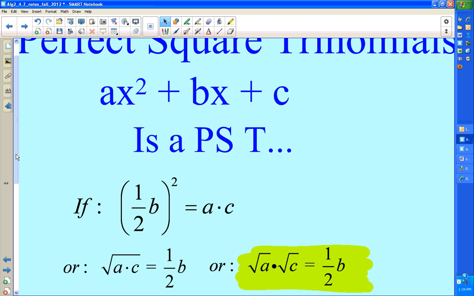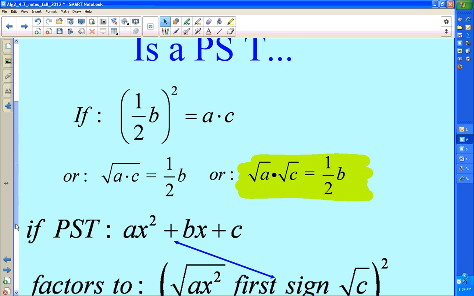This is how you tell if you have a PST. The other way is you could take the square root of a times c, or better yet, root a times root c. If that's equal to half of b, then you have a perfect square trinomial. These three things right here are all doing the same thing. But you want to be able to recognize those. And I'll show you some examples of this in a minute.